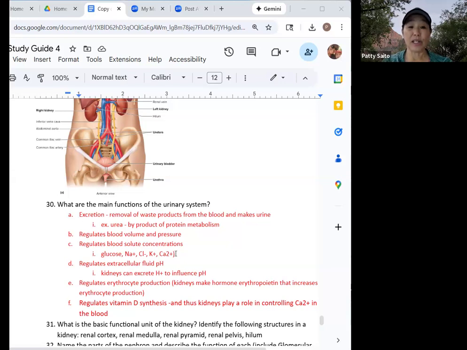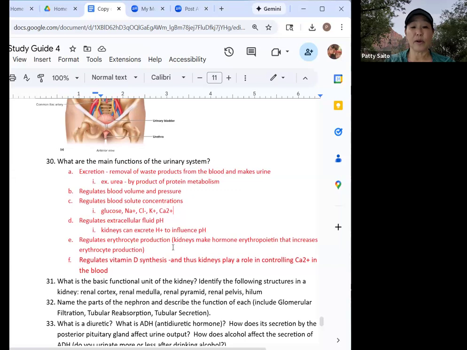Okay. Regulates blood solute concentration. So a solute is something dissolved in a solvent. So, we can have the solvent, the best solvent is water, and we have things dissolved in the water. But with the urinary system, we can control or regulate those things that are dissolved in the fluids within our body. And we'll talk about some of those things in later parts of this lecture. Regulates extracellular fluid pH. Okay, and by controlling the hydrogen ion concentration of our blood, we can control pH of blood. Okay, and I'll show you where in the kidneys we can do that.